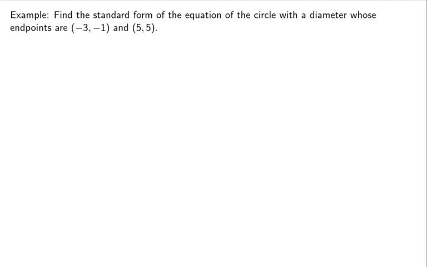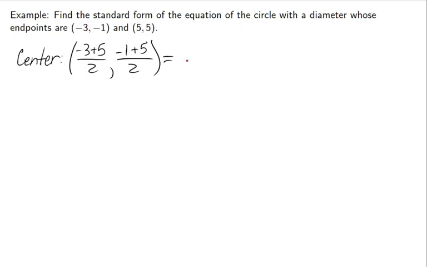For a diameter, the center lies in the middle of the diameter. Let's find the center first. The center will be the midpoint. Negative 3 plus 5 over 2 and negative 1 plus 5 over 2. The midpoint between the 2 points that make up the diameter is the center. That's the definition of a circle. And so if we do the midpoint formula, we'll find the center. It is negative 3 plus 5 is 2, and 2 over 2 is 1. Negative 1 plus 5 is 4, and 4 over 2 is 2.